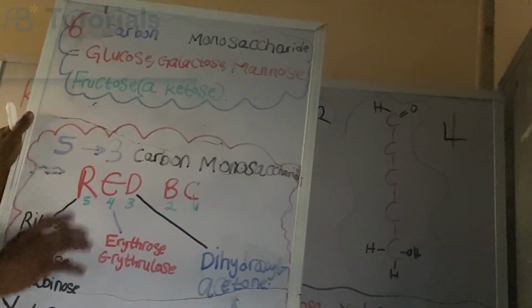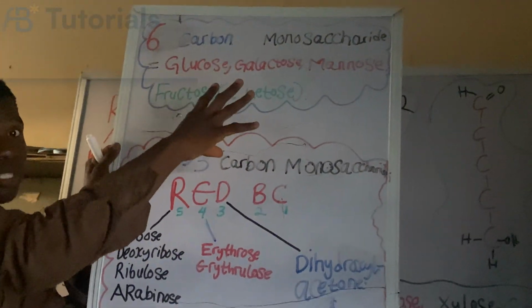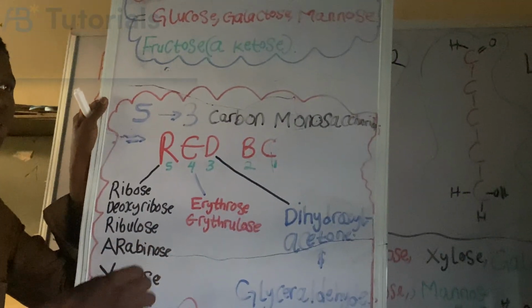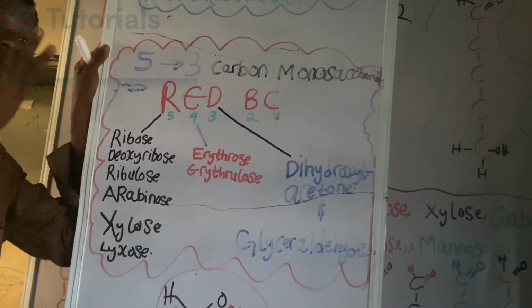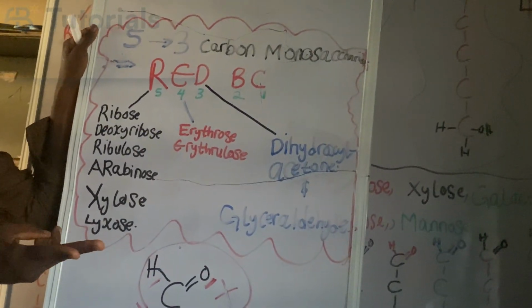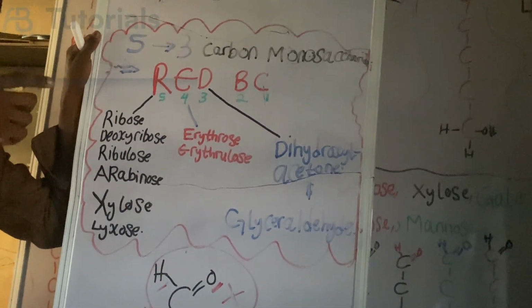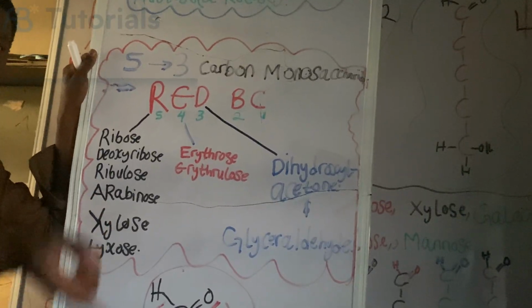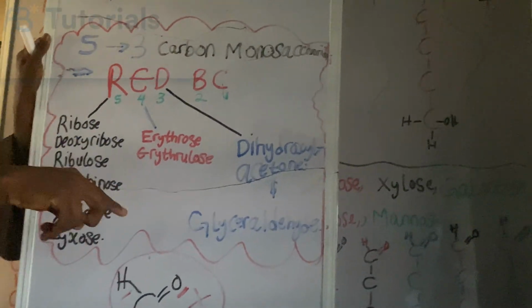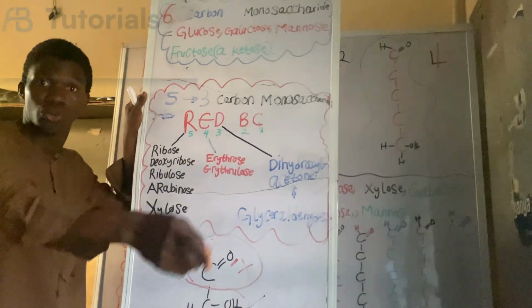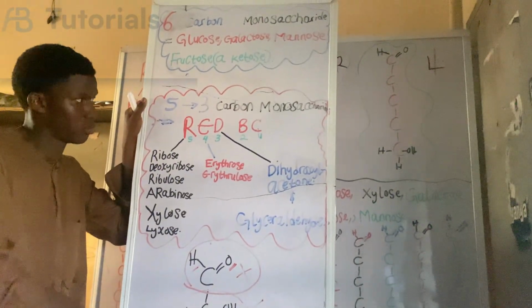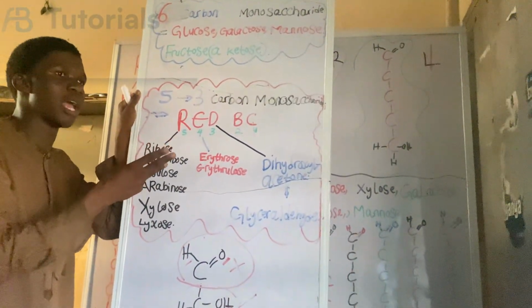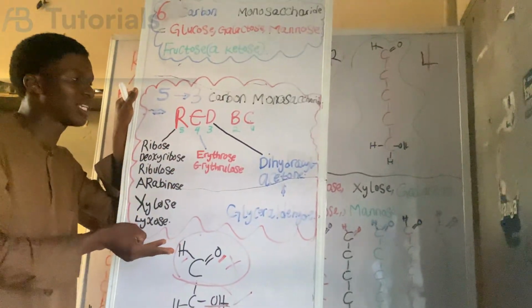Those are five carbon monosaccharides. We also have six carbon monosaccharides, five carbon, four carbon, and three carbon monosaccharides. Don't forget, we cannot have a two carbon monosaccharide, and I showed you why. If we had a two carbon monosaccharide, after the functional group and one more carbon, we would not get a polyhydroxyl compound. So the least carbohydrate has three carbons.